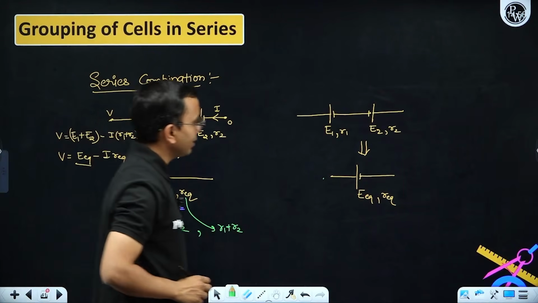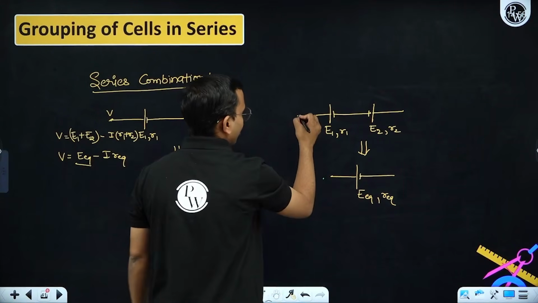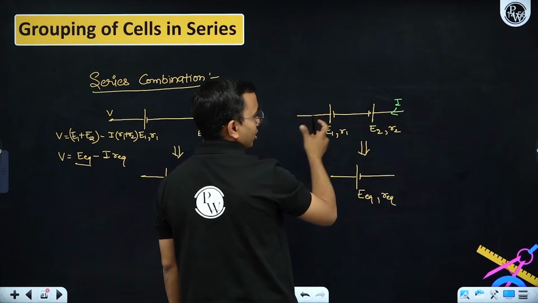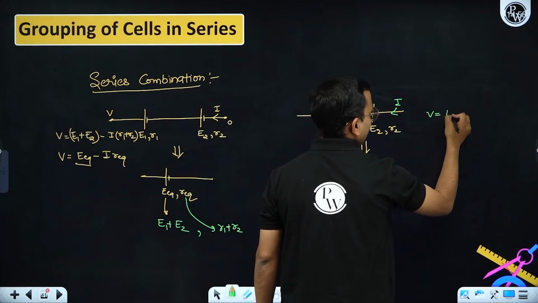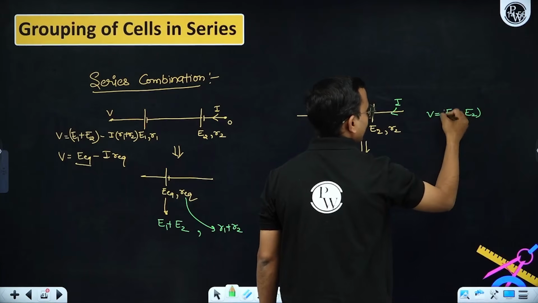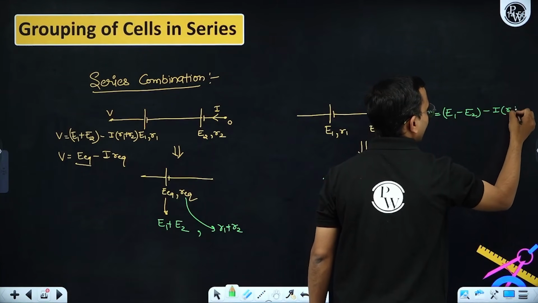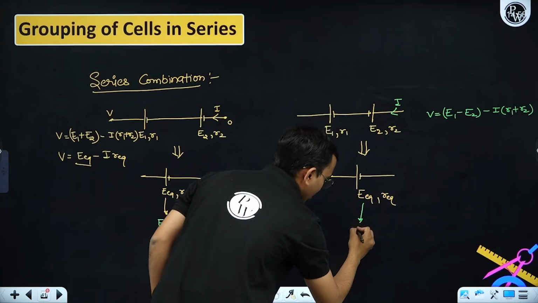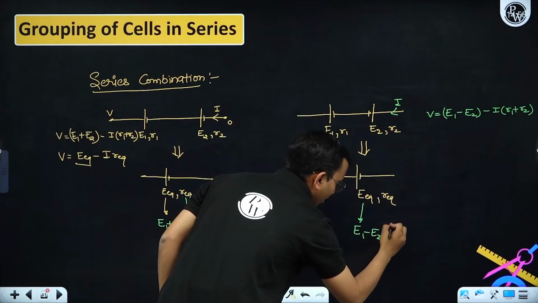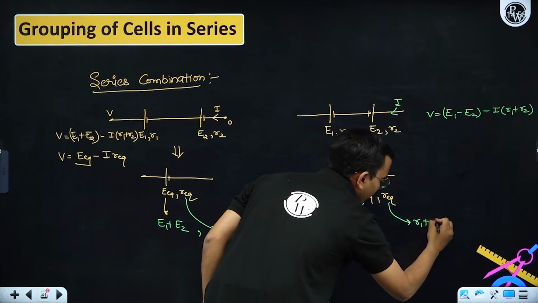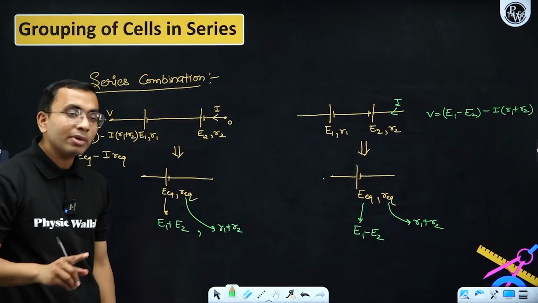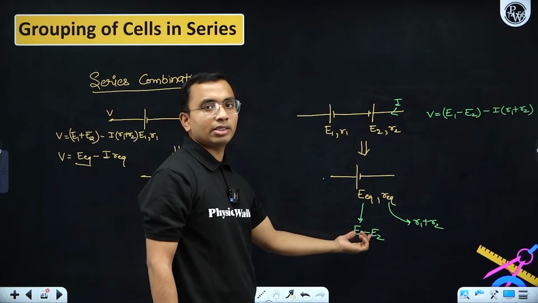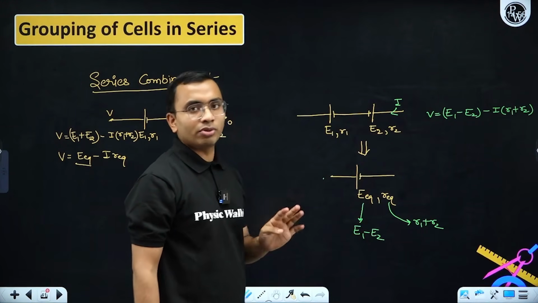Okay. And here if I write that, potential is V, current is flowing I here, and here if you try to write the potential V there, V will come out to be E1 minus E2 minus I into R1 plus R2. And so this will become my E equivalent. R equivalent is R1 plus R2. R equivalent will not become R1 minus R2 when the polarity is connected opposite. Only E will change. E will become E1 minus E2, but R equivalent will become R1 plus R2 only.